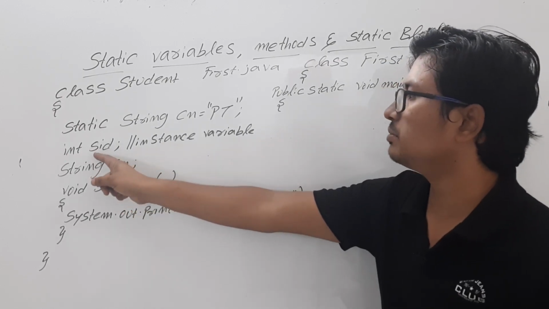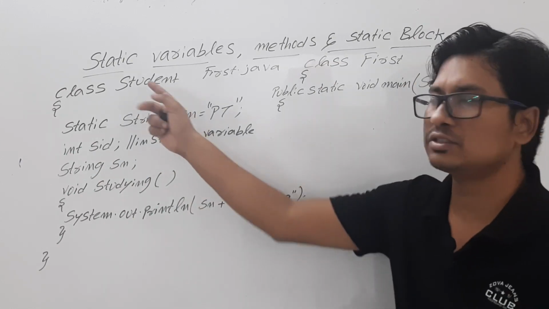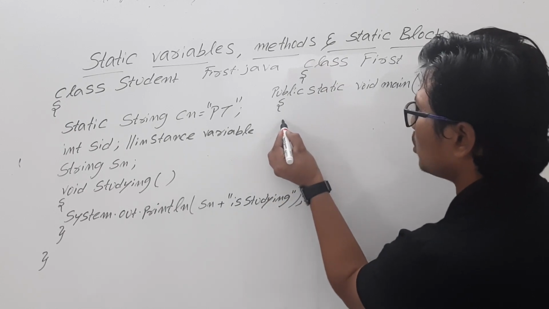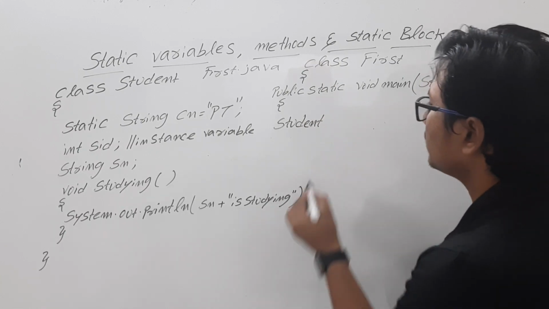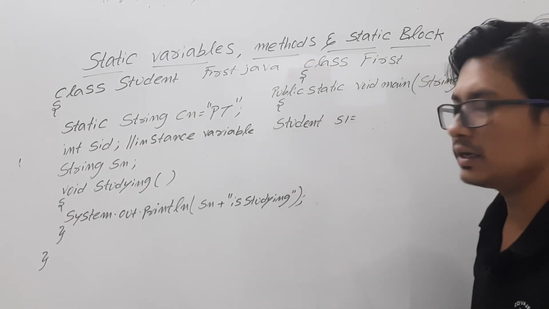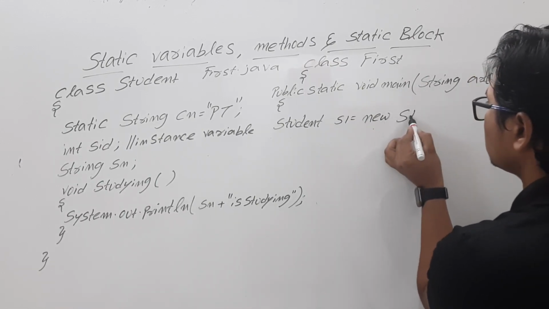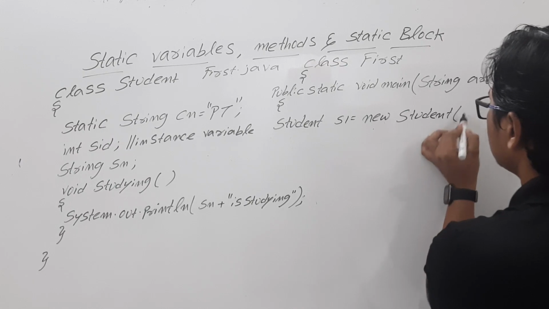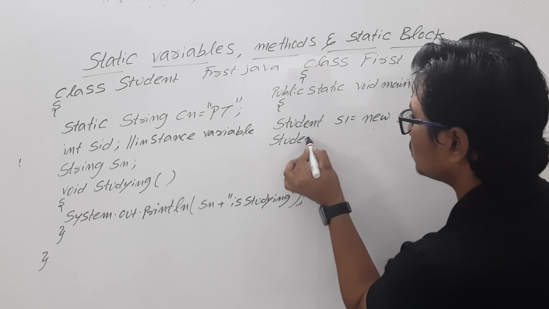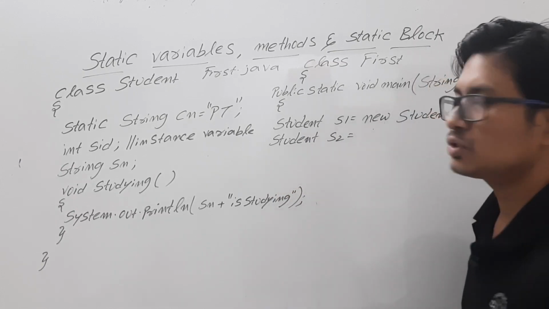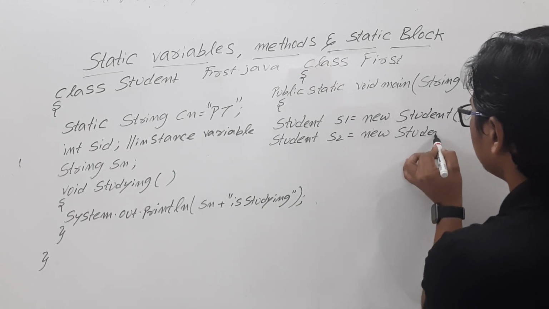Then what I will do, to initialize these instance variables called sid and sn, I need to create an object. How can I create an object for the class called Student? Using the syntax of class name, okay, then object name, let me write it as s1. Then you need to use the new keyword for memory allocation and then the class name. Similarly, I am creating one more object called s2 for the class called Student. So I am writing Student s2 is equal to new Student.